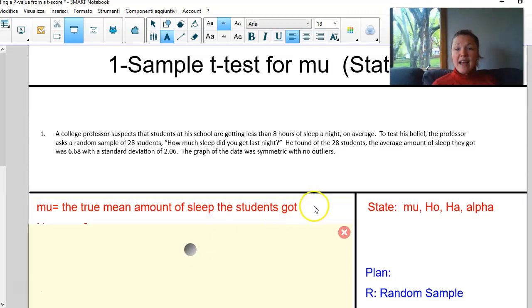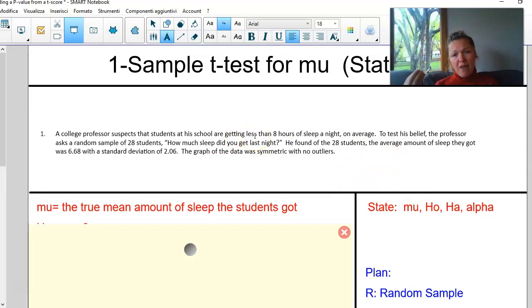Does it say last night? I should have put that, but that's okay. Our null hypothesis says what the parameter is as a value, what's describing the population. Well, it doesn't say what's describing the population. So sometimes we go to the alternative and ask, what are we trying to find evidence for? Well, he's suspecting that kids are getting less than 8 hours of sleep.